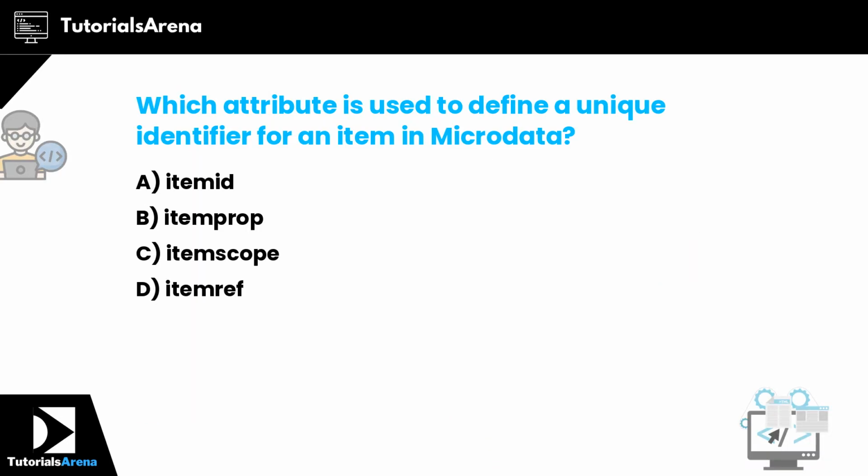Which attribute is used to define a unique identifier for an item in Microdata? The correct answer is option A, itemid.